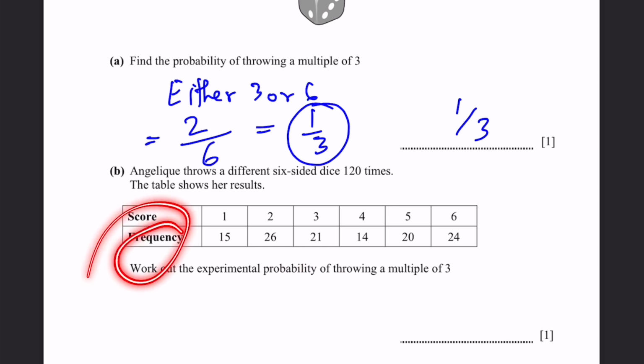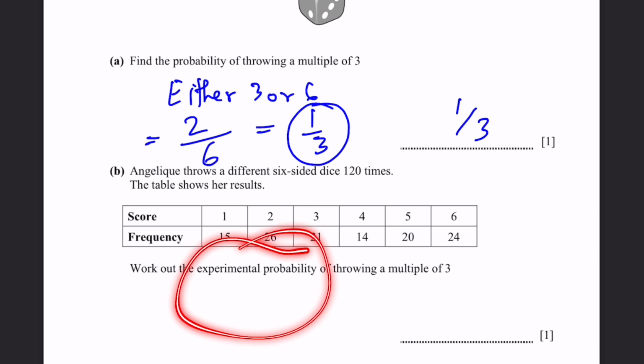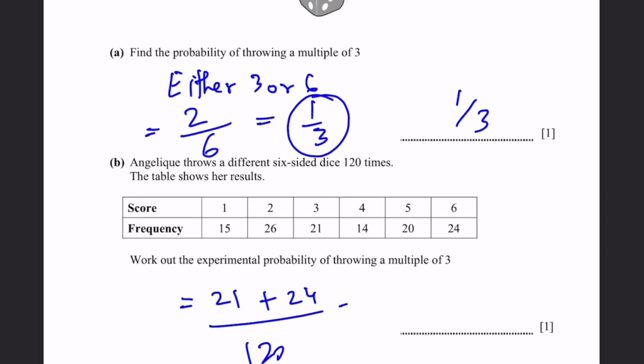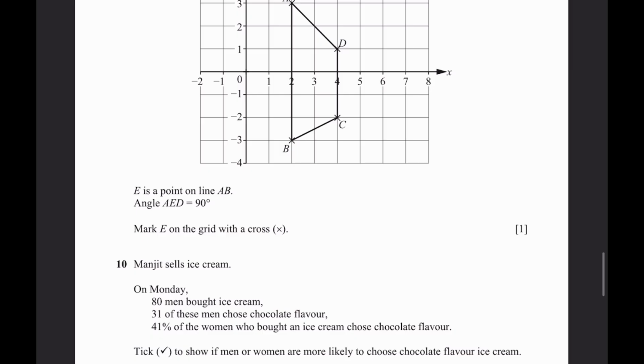B. Angelique throws a different 6-sided dice 120 times, and these are the frequencies. Work out the experimental probability of throwing a multiple of 3. Experimental probability means the probability according to what you have done in this experiment. So throwing a multiple of 3 means throwing either 3 or a 6. So that'll be 21 plus 24 divided by the full number, because probability, so 120. And that'll be equal to 45 by 120, which is equal to 3 by 8. That's the answer. Let's go to question 9.